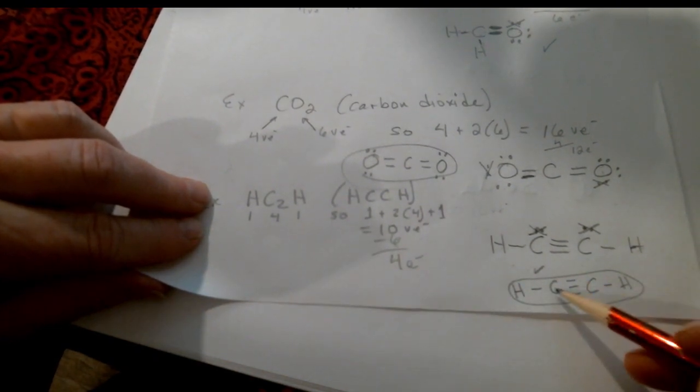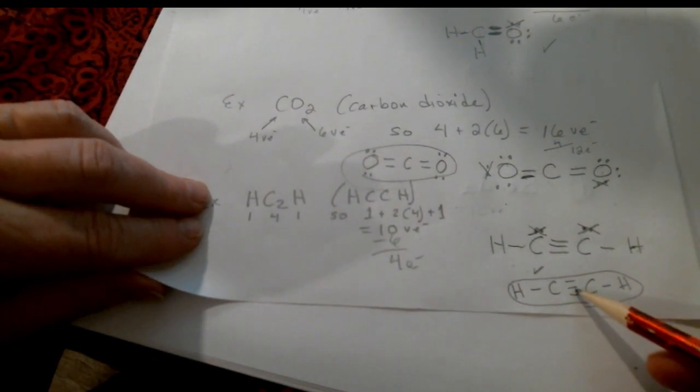Okay? And now this carbon has 2, 4, 6, 8. This carbon has 2, 4, 6, 8. Hydrogens are good with 2. Okay, I hope that helps.